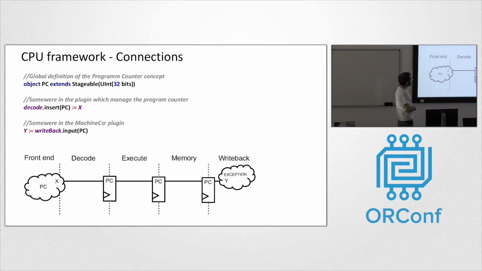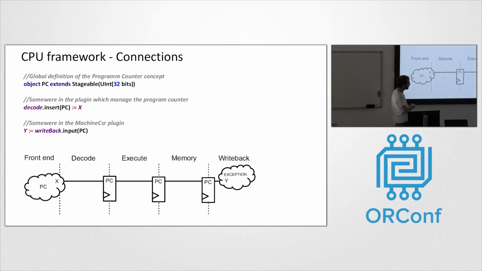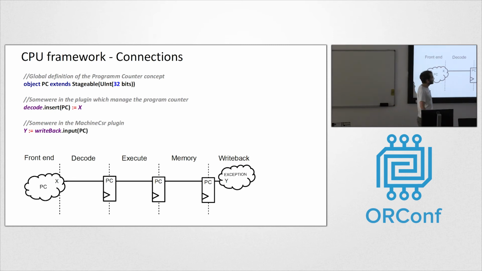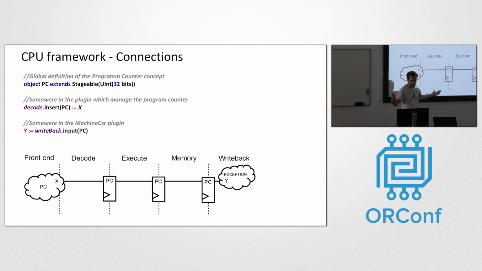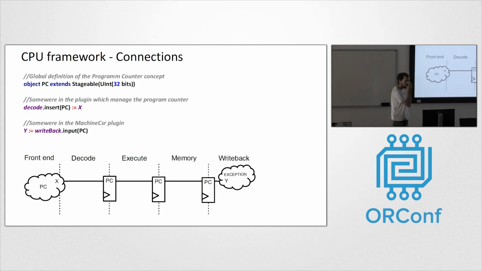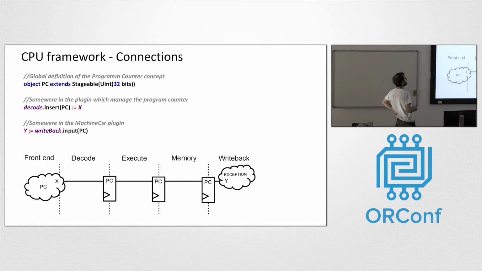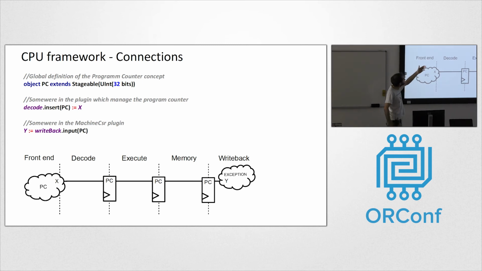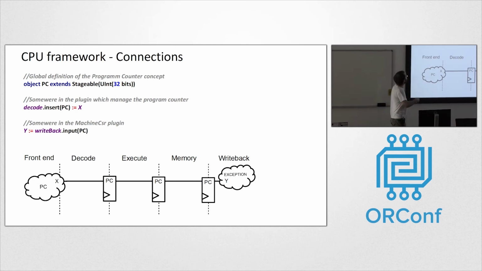For instance, you have the program counter. You need to make it travel from the decode stage, for instance, to the write-back stage. You insert the program counter from a given plugin, and in the write-back stage another plugin, like the one handling interruptions, will need it. So you need to pipeline this program counter through the whole thing. There is a way it's done with this CPU. You define the concept of program counter as a 32-bit integer value, a UInt, that is stageable inside the pipeline. So here on top, this is not a signal definition. That's the concept of a signal inside the pipeline definition.